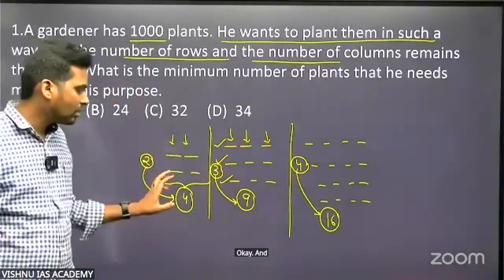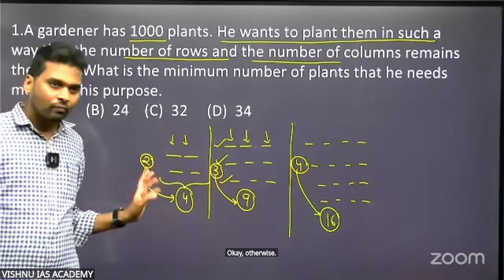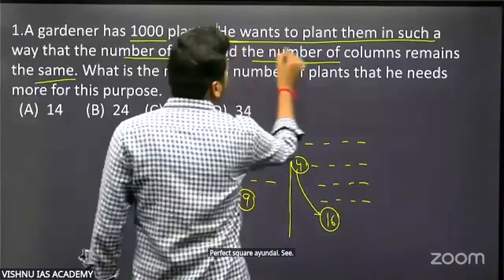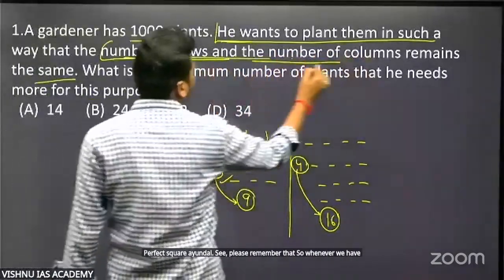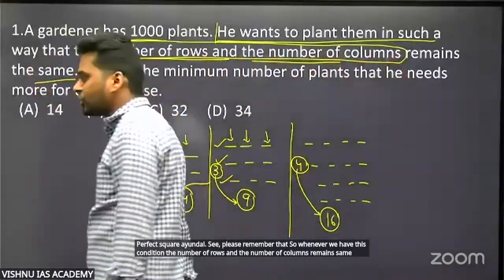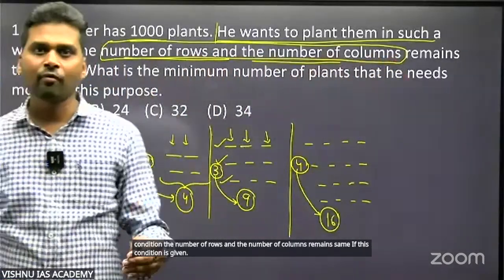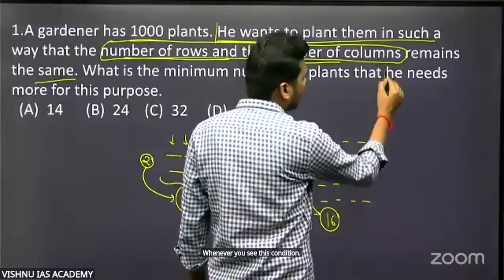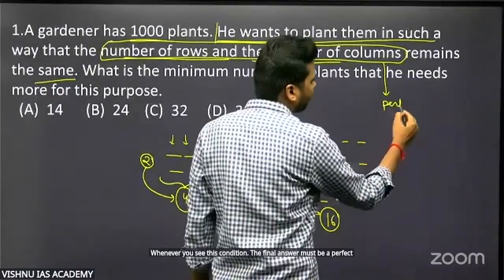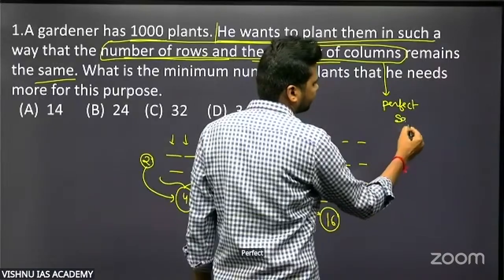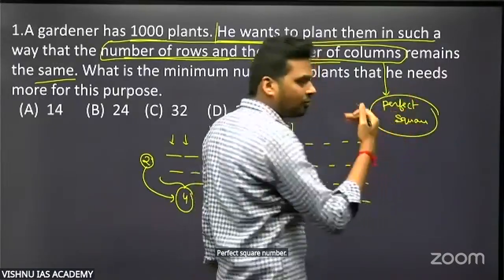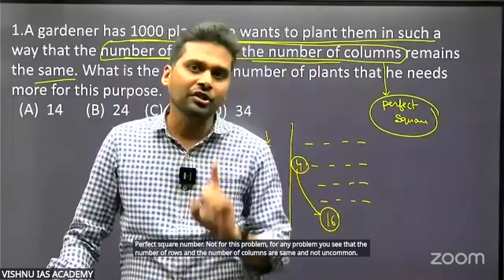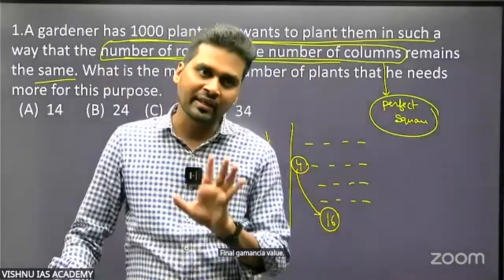సో ఎన్ని రోస్ లో ఉన్నాయి అన్ని కాలమ్స్ లో ప్లాన్ చేయాలి అంటే ఫైనల్ గా వచ్చే నెంబర్ ఏమవ్వాలి? పర్ఫెక్ట్ స్క్వేర్ అయ్యి ఉండాలి. సి ప్లీజ్ రిమెంబర్ దట్. So whenever we have this condition, the number of rows and the number of columns remain same, then the final answer must be a perfect square number. Not for this problem only, for any problem where you see that the number of rows and the number of columns are same అన్నాడు అనుకున్నాం, ఫైనల్ గా మనకు వచ్చే వాల్యూ ఏమవ్వాలి? It should be a perfect square number.